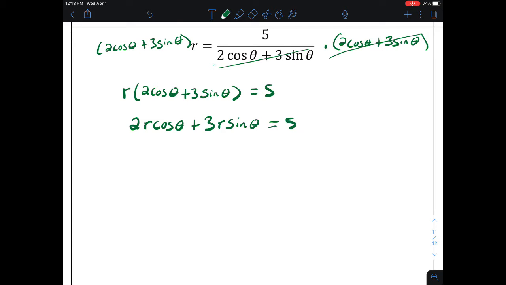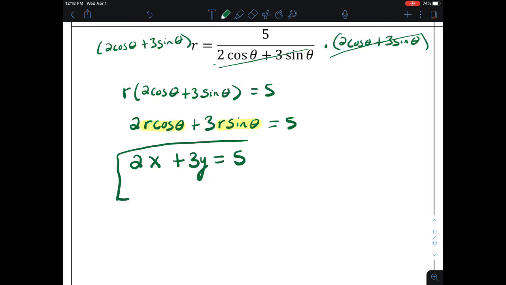Now we're ready to do our conversions because r times cosine of theta is x and r times sine of theta is y. And so our answer in terms of a rectangular form would be 2x plus 3y is equal to 5. And I don't necessarily have to rewrite all of these to be y equals. This is adequate because that's the standard form of a line.